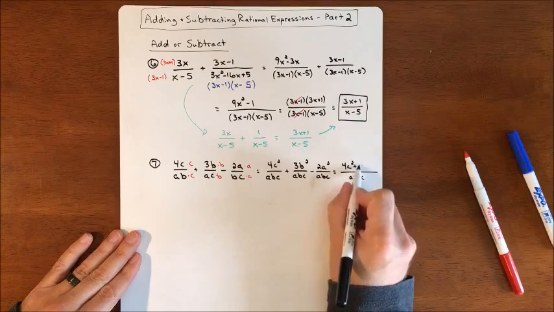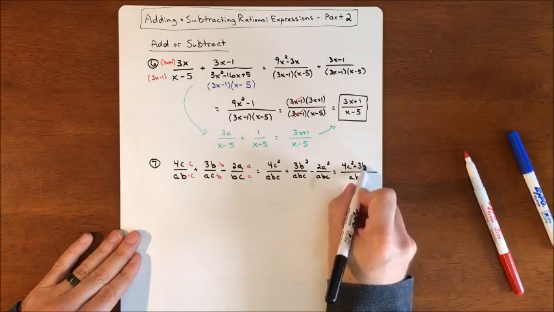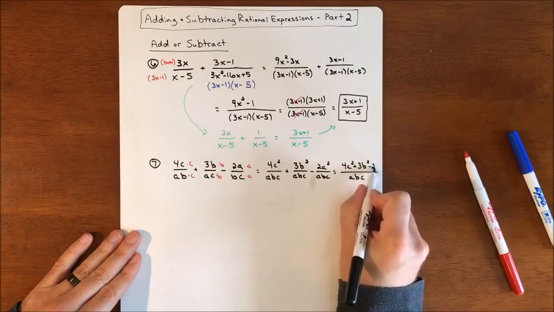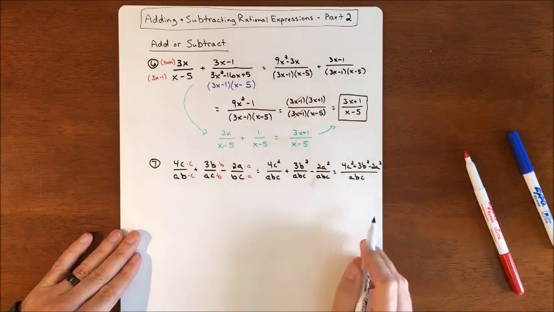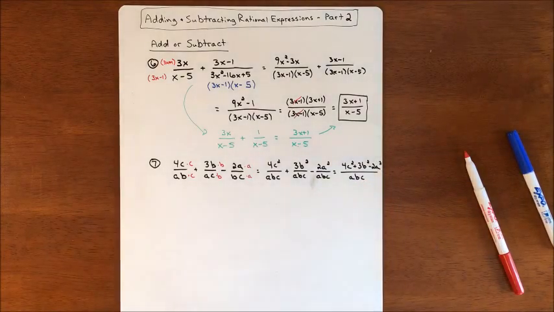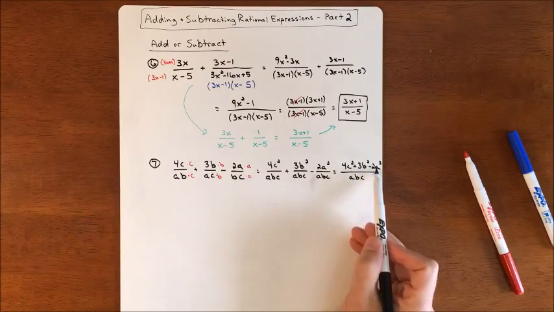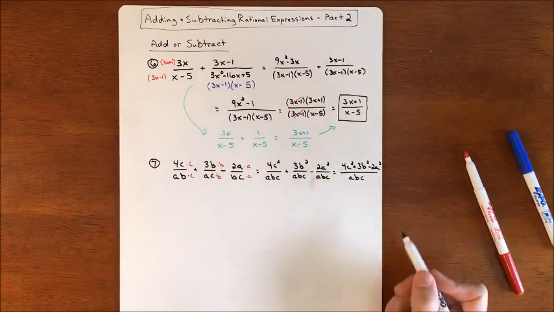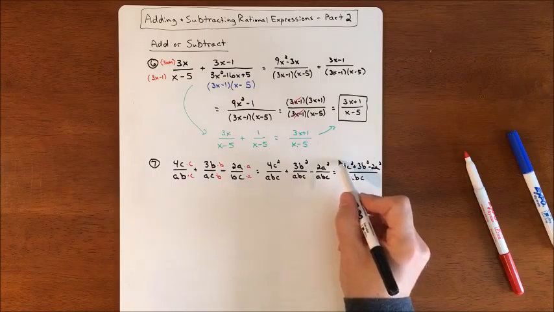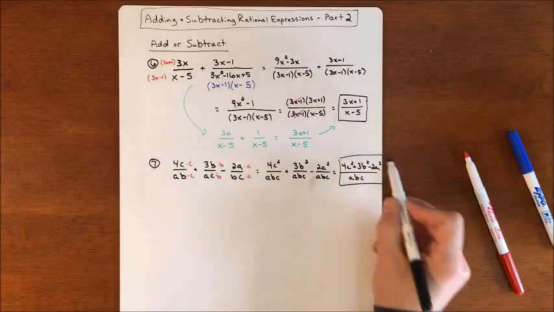Alright, if we combine all that together, our common denominator is abc, and our numerator becomes 4c squared plus 3b squared minus 2a squared. Now we would look to see if we can find a common factor in our numerator. They all have different variables, and there isn't a number that divides out of every single piece, so that is as reduced as we can go.